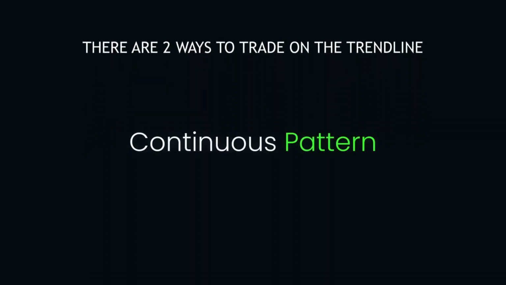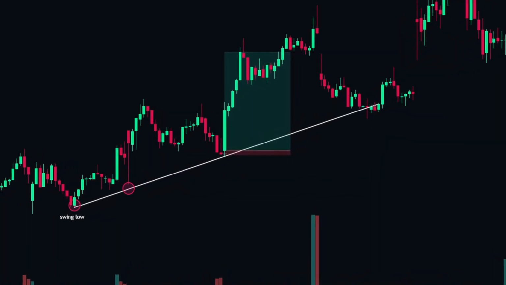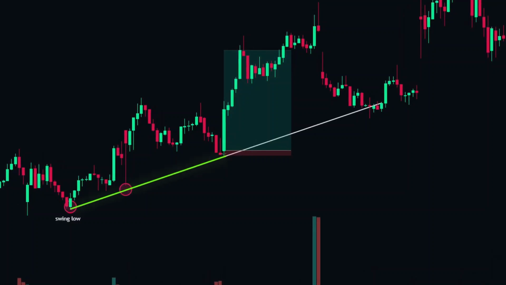So first, trade with the continuation pattern. Look here, the price is in an uptrend, so we'll draw a trend line by connecting all the swing lows. You can draw the trend line by connecting either the wicks or the bodies. The price should simply touch the continuation trend line, as we did in this case.